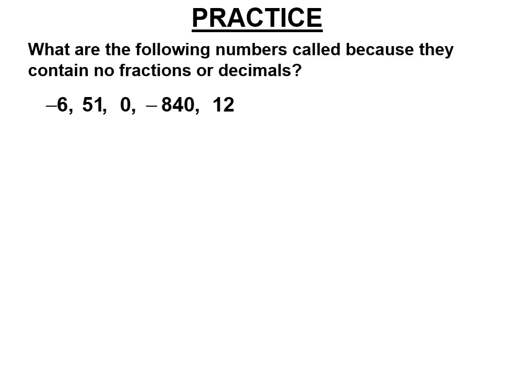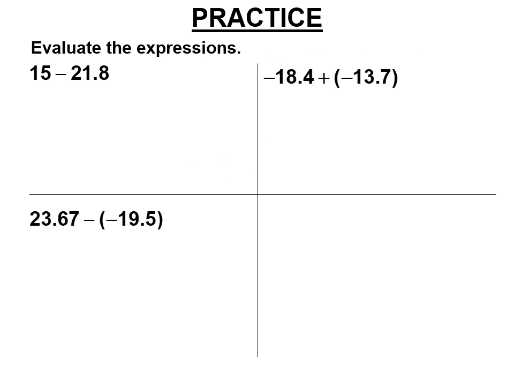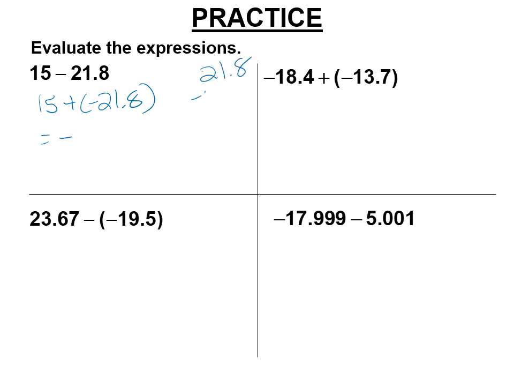All right, what are the following numbers called because they contain no fractions or decimals? They're called integers. We're going to practice. So 15 minus 21.8 is the same as 15 plus -21.8. So the answer is going to be negative. Negative what? Well, 21.8 minus 15 is -6 8/10, -6.8.